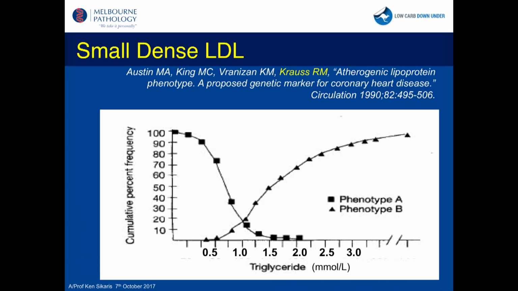And what predicts small dense LDL? And this is from Ron Krauss. High triglycerides is what predicts the presence of it. Once you get above 1.5, it's odds on you've got lots of small dense LDL. You need to get below 1 to be sure you've got none. It's easier said than done, but that's what you need to do.